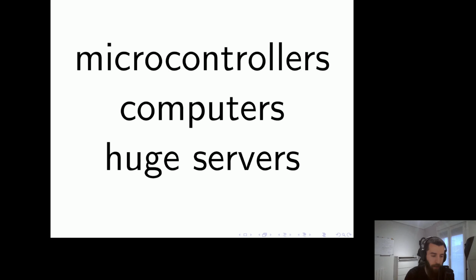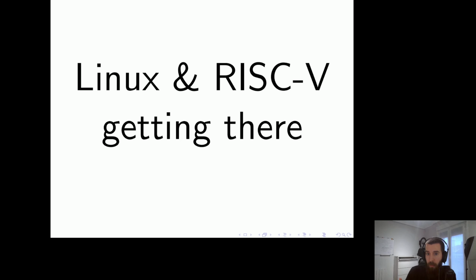You can make computers using this architecture, you can use microcontrollers, and of course you can use huge servers of 128 bits and these kinds of things. There are extra modules for that, right? So the processor architecture is modular, and that's very cool. And what's the status of Linux and RISC-V at the moment, right? So we can say we're getting there. Most of the work is already done. You can run Debian on a RISC-V architecture. You can run it. It's perfectly okay.